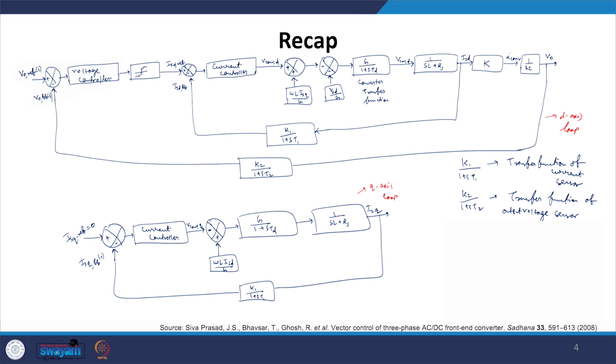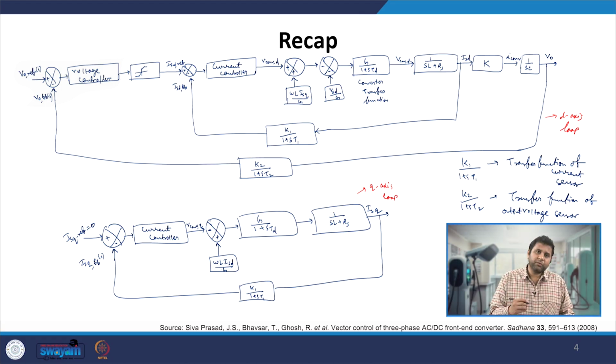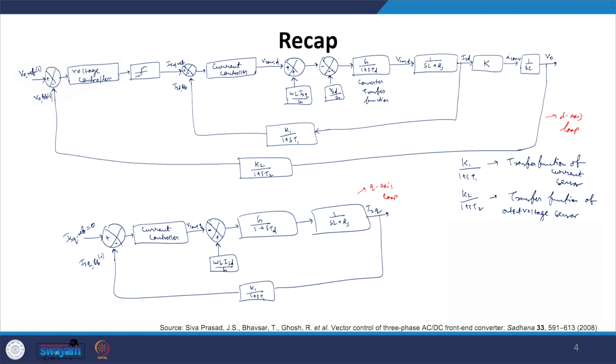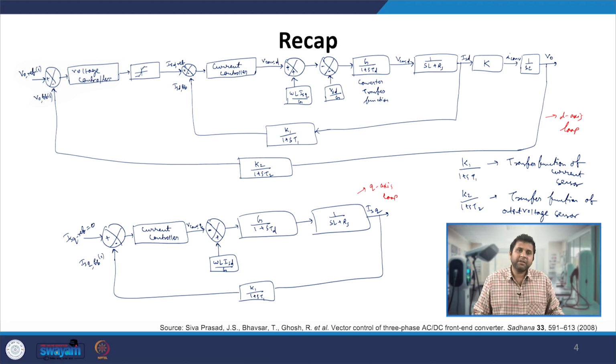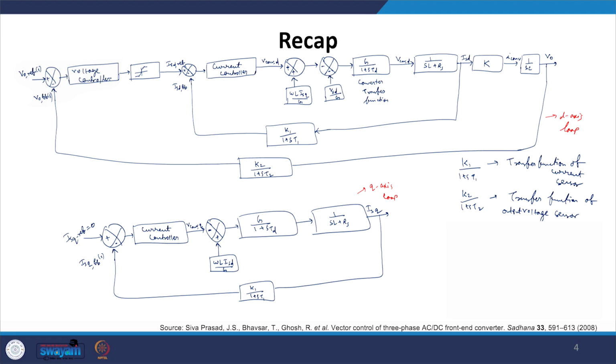Our prime objective is to regulate the output voltage depending upon the reference we have selected. If there is a mismatch, that gives the reference to the ISD component, because my ISQ component is 0, so it is only determining the ISD component. If the ISD component increases, the magnitude of current drawn from the source will either increase or decrease accordingly, depending upon the output voltage of the converter.